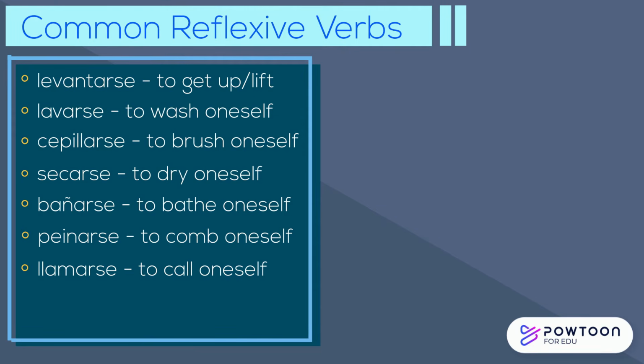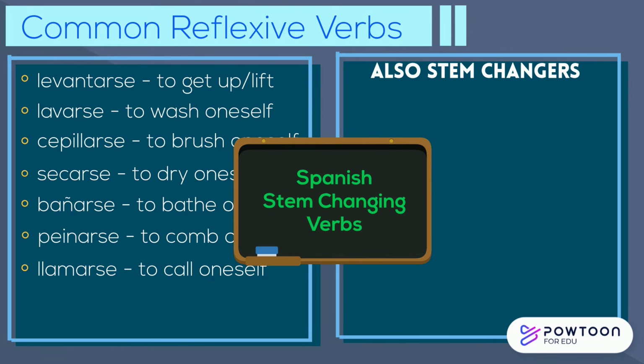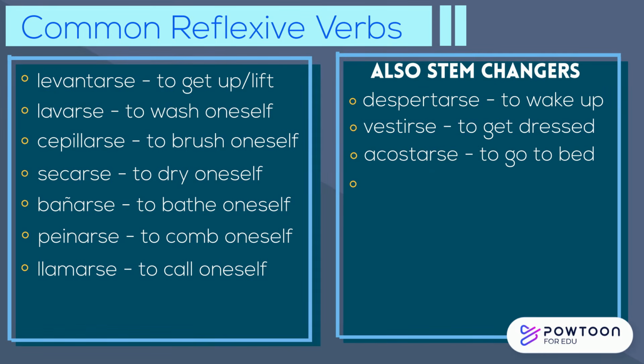Now just a few more, but these are also stem changers, and we'll have an extra spelling step to them. If you need a review on stem changers, you can watch my video called Spanish Stem Changing Verbs. We have despertarse, to wake oneself up. Vestirse, to dress oneself. Acostarse, to put oneself to bed. And dormirse, to go to sleep.